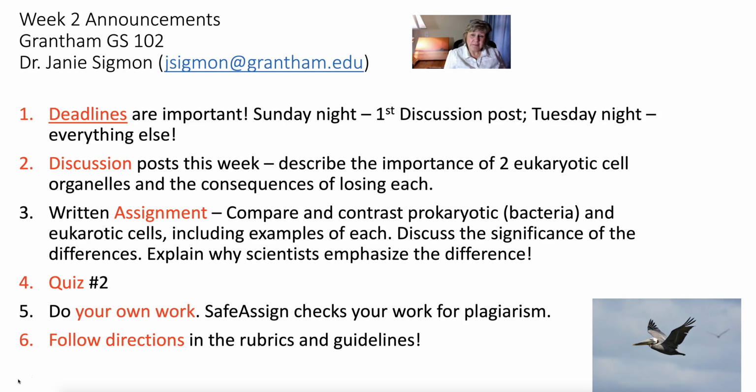The discussion post this week, I want to describe this for just 1 second. You need to describe the importance of two different cell organelles in eukaryotic cells. And so that means cells like our cells, so mitochondria, the nucleus, the endoplasmic reticulum, the plasma membrane. There's so many of them. So describe the importance of each, and also describe what would happen if the cell lost this particular cell organelle, and so discuss that for both of the organelles.